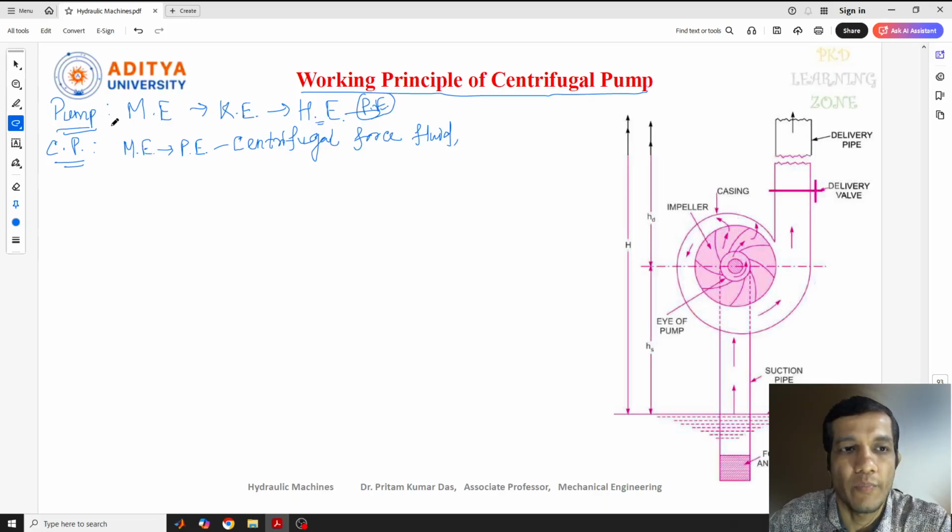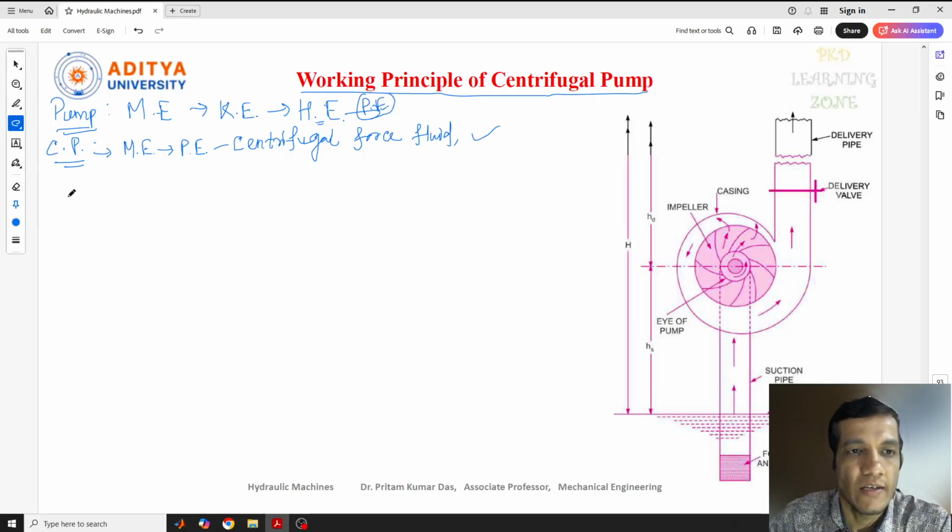Now see, pump means mechanical to hydraulic or pressure energy, and the same mechanical energy converted to pressure energy with the help of centrifugal force acting on the fluid is called a centrifugal pump. I hope you understand the definition of the centrifugal pump. So this is the model or the diagram of the centrifugal pump. We'll discuss it one by one.